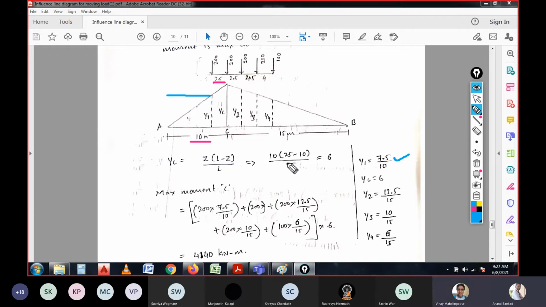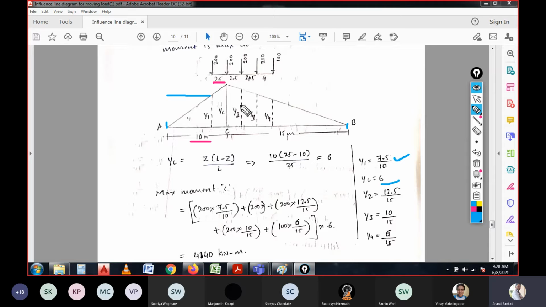And YC is 6, it is written. For Y2, when you cross the section, you need to consider the support. When the section is considered, the section should be considered on the right and left. The right side points or coefficient values need to consider the right support, and left side coefficient values need to consider the left supports. Please do keep it in mind.